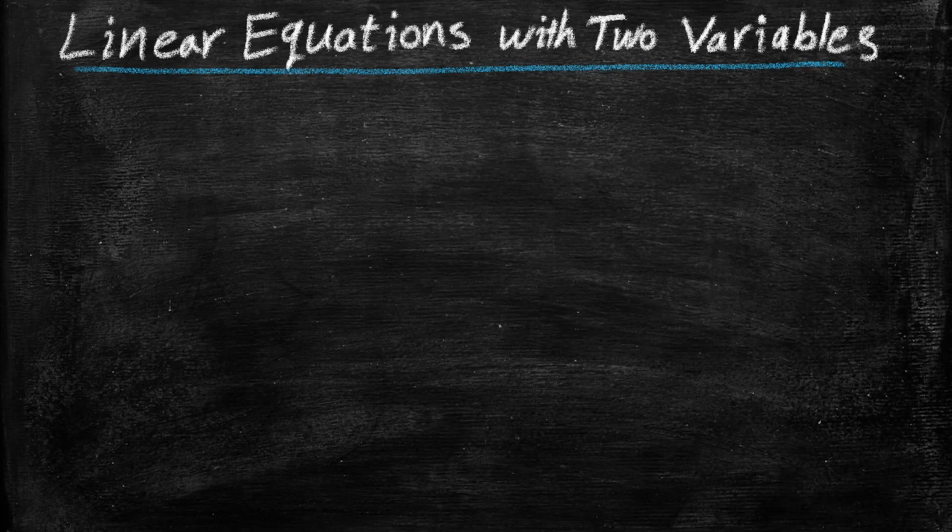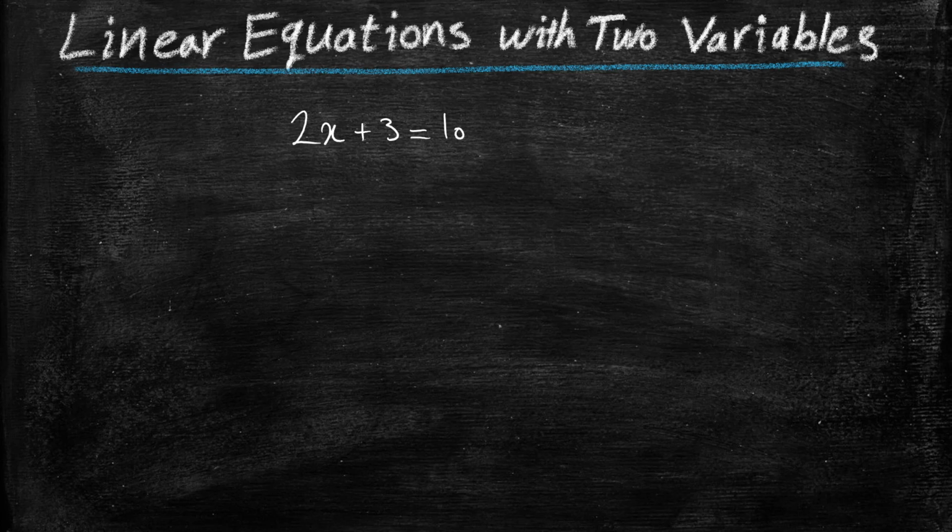Let's learn about linear equations that have two variables in them. We already talked about first degree or linear equations that have one unknown, something like 2x plus 3 equals 10. That will be a first degree or linear equation, and we know we can solve this by isolating for x and solving for x and finding out what x is.